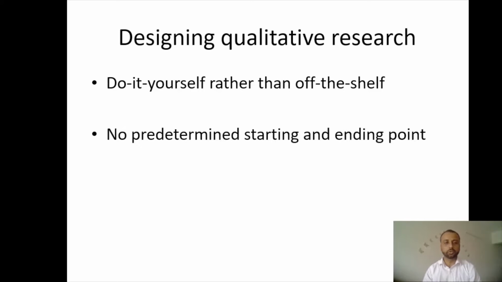That means there is no predetermined starting or ending point. So it can start when you go out and see somebody talking. It can be when you go out and see a specific culture. It can be when you visit a company and you find that there are certain problems or certain success stories that need to be highlighted. There is no predetermined starting as well as ending point. And most importantly, it involves multiple iteration.